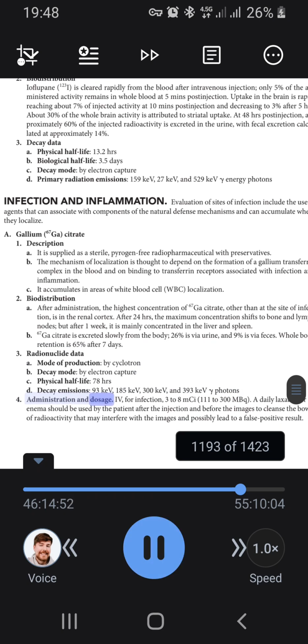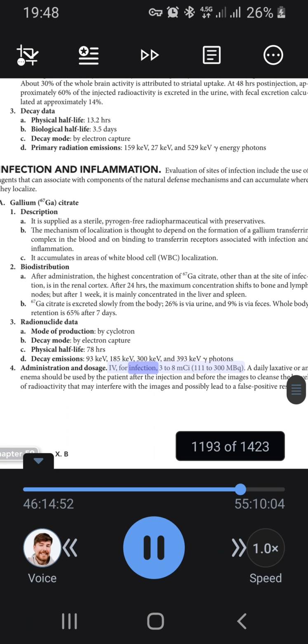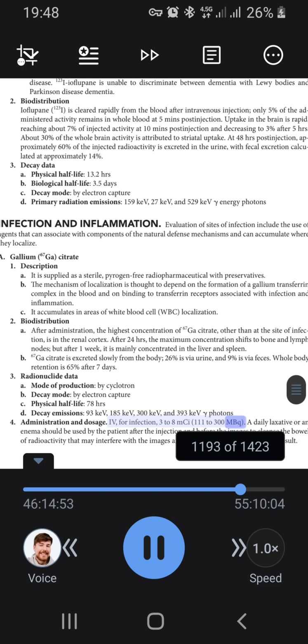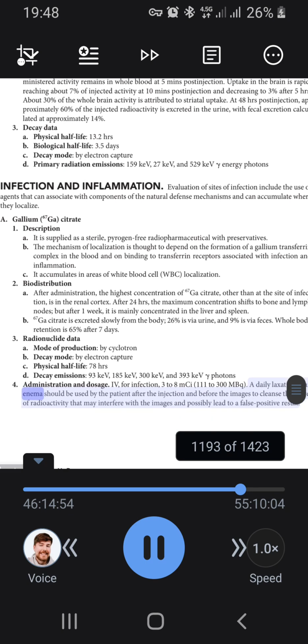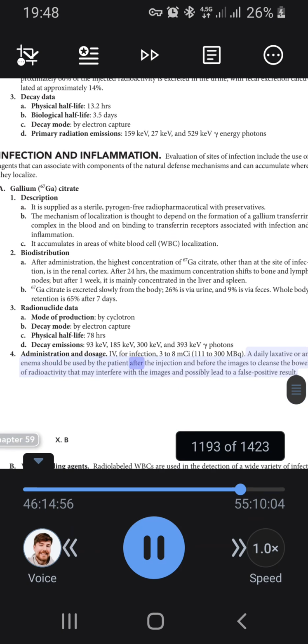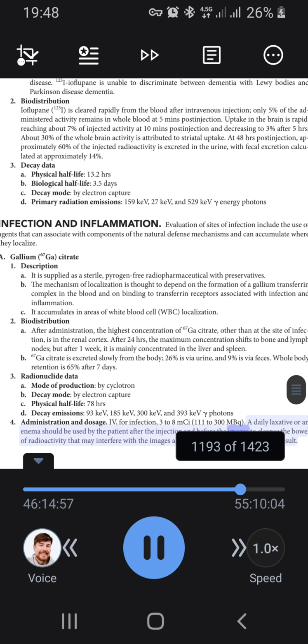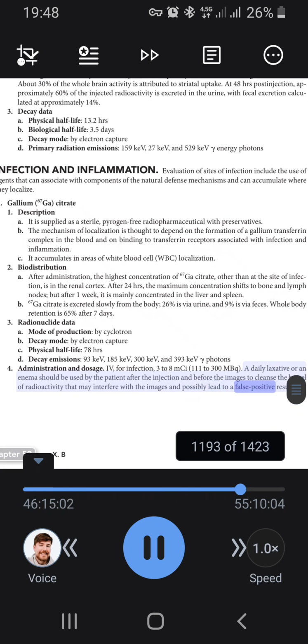Administration and dosage. IV for infection: 3 to 8 mCi, 111 to 300 MBq. A daily laxative or an enema should be used by the patient after the injection and before the images to cleanse the bowel of radioactivity that may interfere with the images and possibly lead to a false positive result.